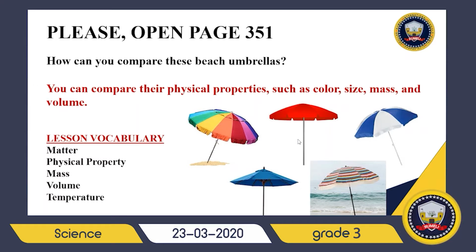One of them is just straight. The other one is, for example, this one is for the left side and this one is for the right side. So you can use their physical properties like color, size, mass, and volume. During this week, we will learn what matter means, what a physical property is, what mass is, what volume is, and temperature.